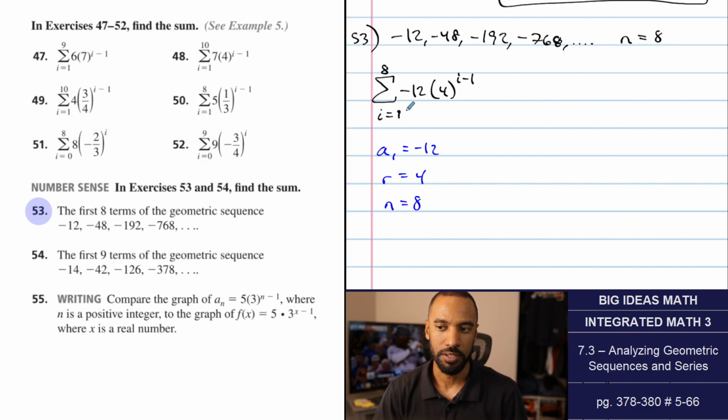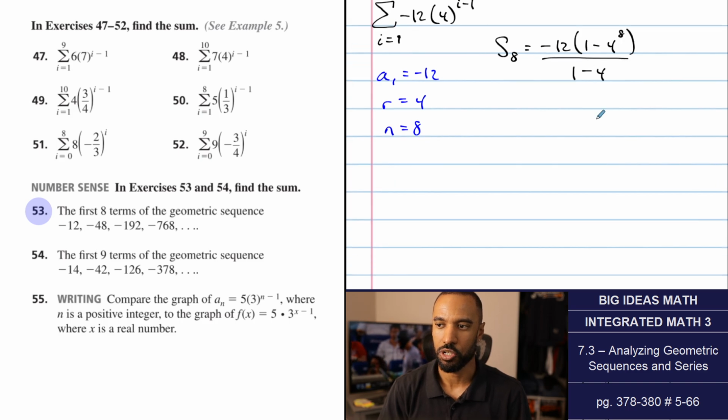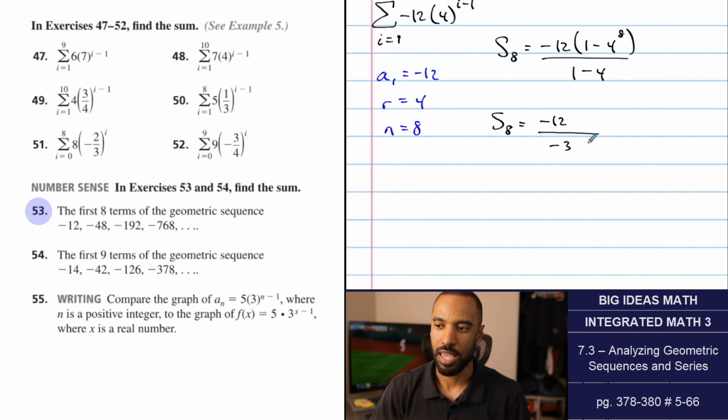So again, this was fun. Not a required part of the problem. So S sub 8, we have the first term times 1 minus the common ratio to the nth power over 1 minus the common ratio. I am going to do some simplification here, y'all. I'm actually going to, this is negative 12 over negative 3.